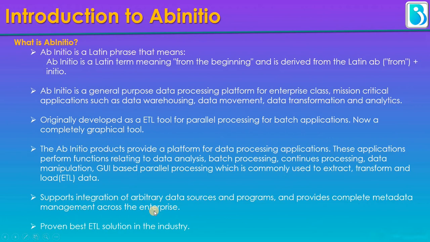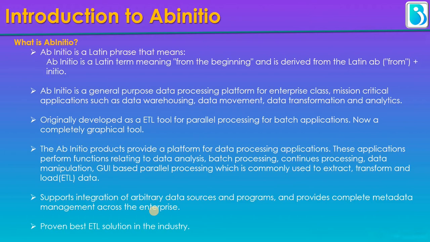Introduction to Ab Initio. What is Ab Initio? Ab Initio is a Latin term meaning from the beginning, derived from the Latin ab, which means from, plus initio, which means starting. From scratch, that means from the beginning. Ab Initio is a general purpose data processing platform for enterprise class mission critical applications such as data warehousing and data movement, which is nothing but ETL, and data transformation and analytics.